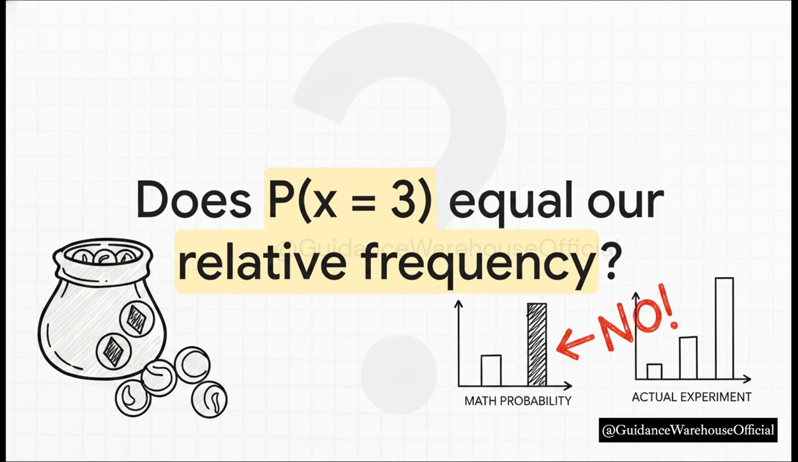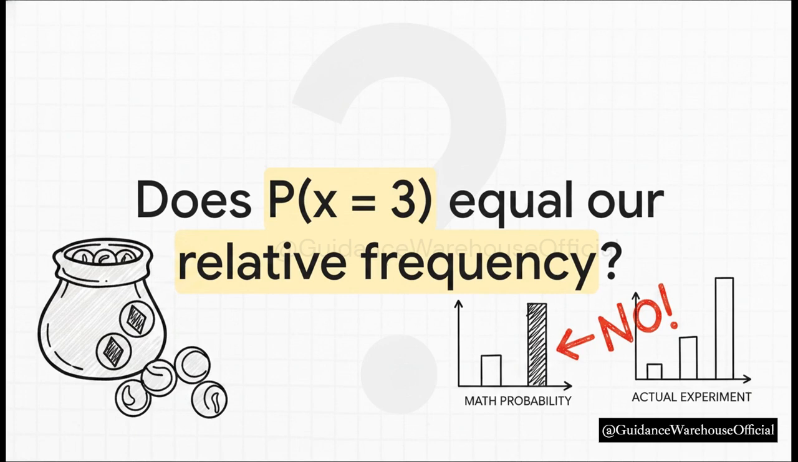Let's do a quick retention check to make sure we're all on the same page. Let's focus on just one specific outcome. Exactly 3 diamonds out of 10. Does the pure mathematical probability of getting 3 diamonds, p of x equals 3, exactly equal the relative frequency of what actually happened in reality? Think about it for a second. The answer is almost always no.